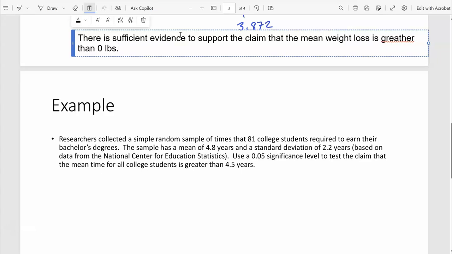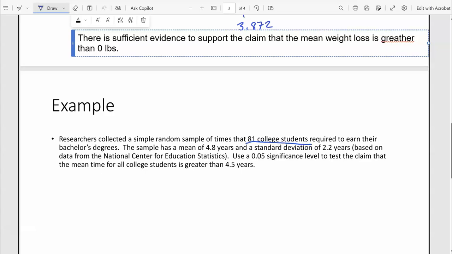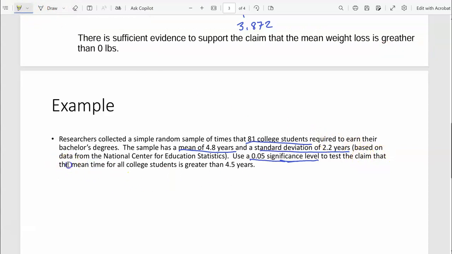Looking at this one, researchers collected a simple random sample of the times that 81 college students required to earn their bachelor's degrees. So we have 81 as our N. The mean is 4.8. The standard deviation is 2.2. We're going to use a 0.05 significance level to test the claim that the mean time for all college students is greater than 4.5, and that's to earn a bachelor's degree.